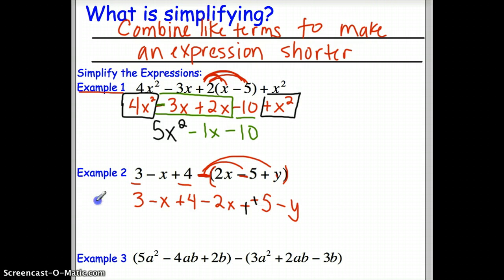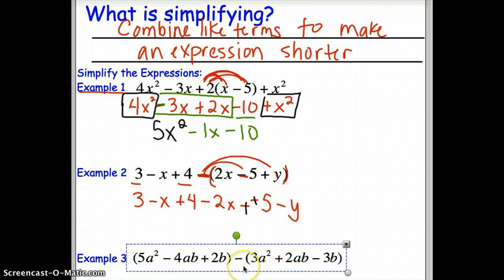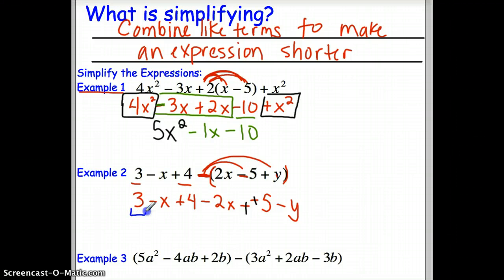So now it's all written out, and I can simplify by combining like terms. So I see that I have 3 plus 4 plus 5. That adds up to 12. And then I see that I can combine the x's, and they're all negative, so I have a negative 1x and a negative 2x, so altogether I have a minus 3x. And then I still have that minus y that we see over here. So that's my simplified expression. I can't go any further because none of those terms are like terms.